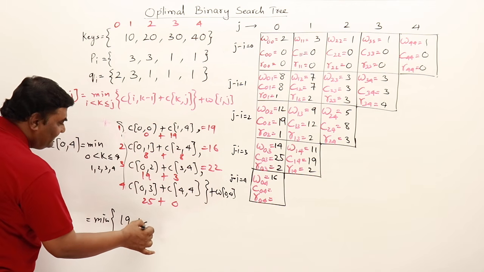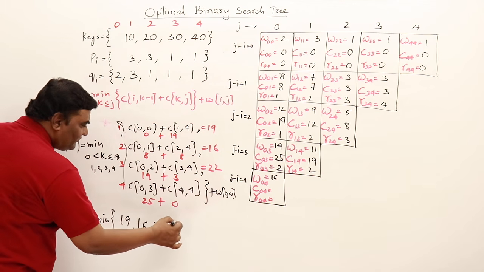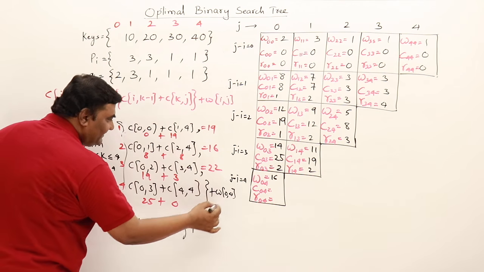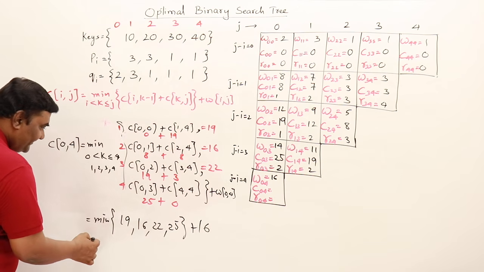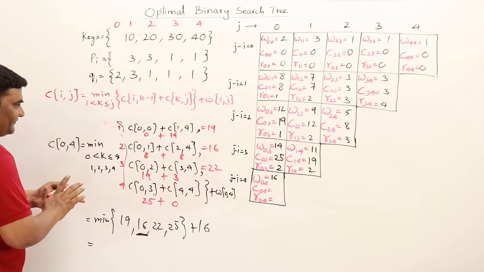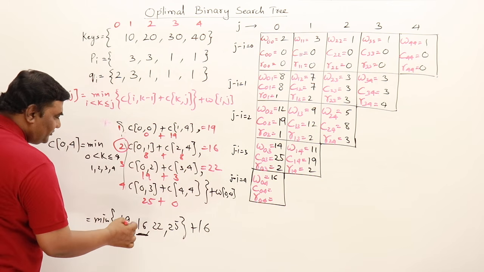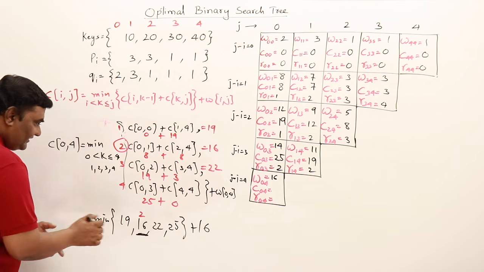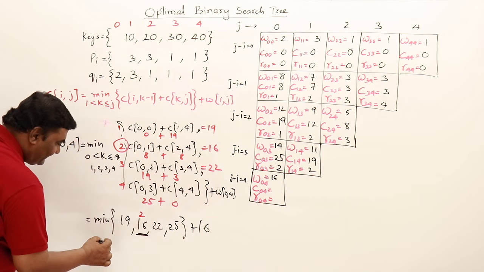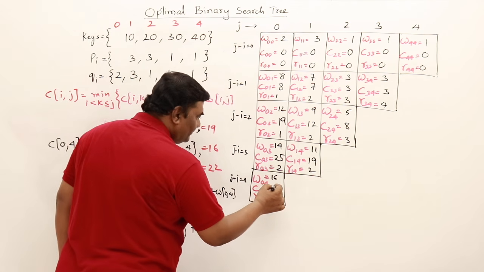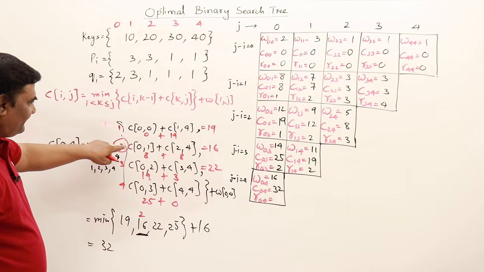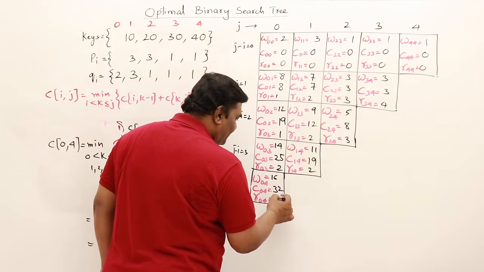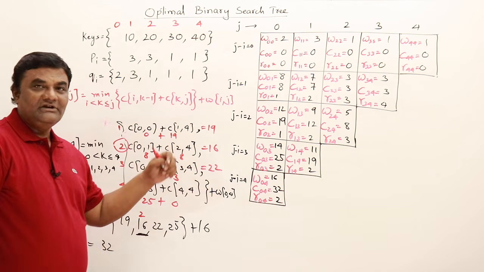So if I take minimum of, right, this is how much? 19, 16, 22, 25 and plus weight of 04, how much it is? 16. Then which is minimum? This one. For which value of k we got this as minimum? 2. So this k value is 2. So answer is how much? 16 plus 16, 32. So answer is 32. And what is the root? Who has given us minimum value? K value as 2 has given us minimum value. This is 2. That's it.